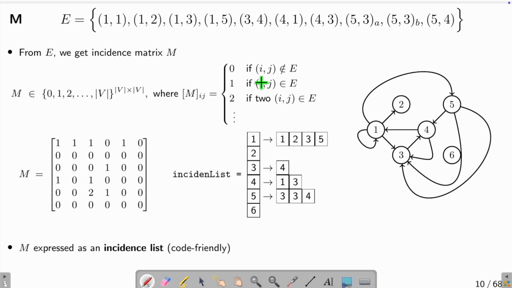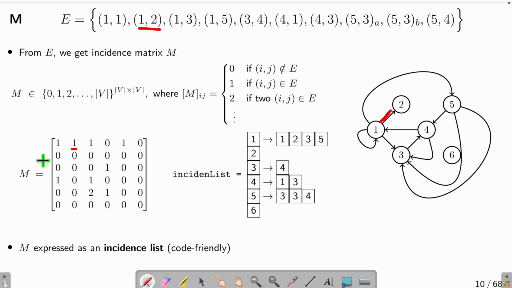M means what? If i goes to j and it's not in E, you put a 0. If i goes to j, yes, then you put a 1. If i goes to j 2 times, you put a 2. That means M is how many times I go to j. That's it. So, for example, how many times does 1 go to 2? 1 time. So (1, 2), this arrow corresponds to this number in a matrix. So this M is called an incidence matrix.